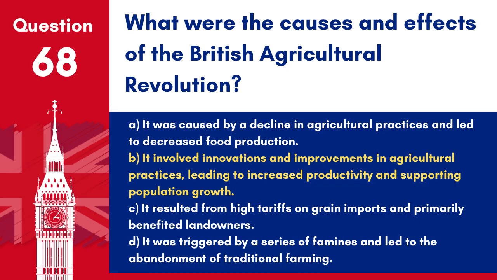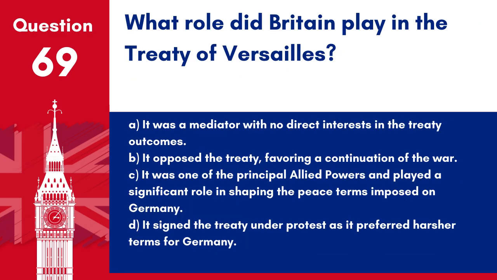Answer B. It involved innovations and improvements in agricultural practices, leading to increased productivity and supporting population growth. The British Agricultural Revolution was a period of significant change in farming methods that increased yields and efficiency, helping fuel the Industrial Revolution. Question 69. What role did Britain play in the Treaty of Versailles?